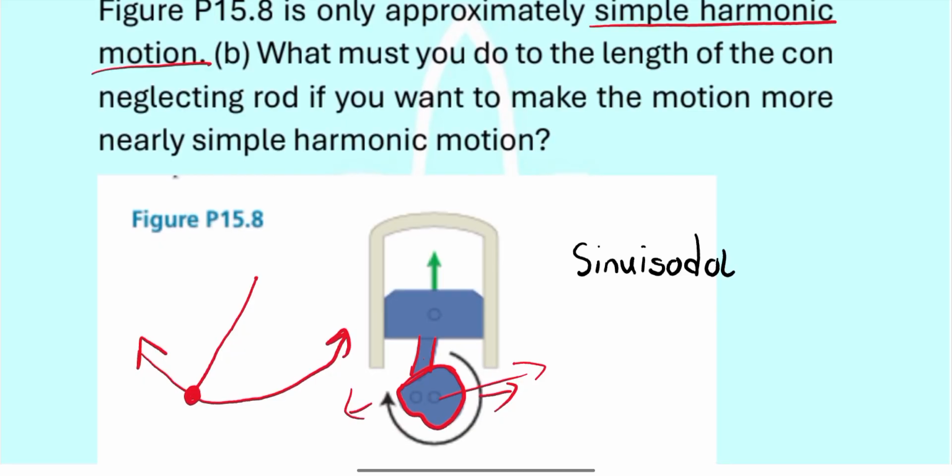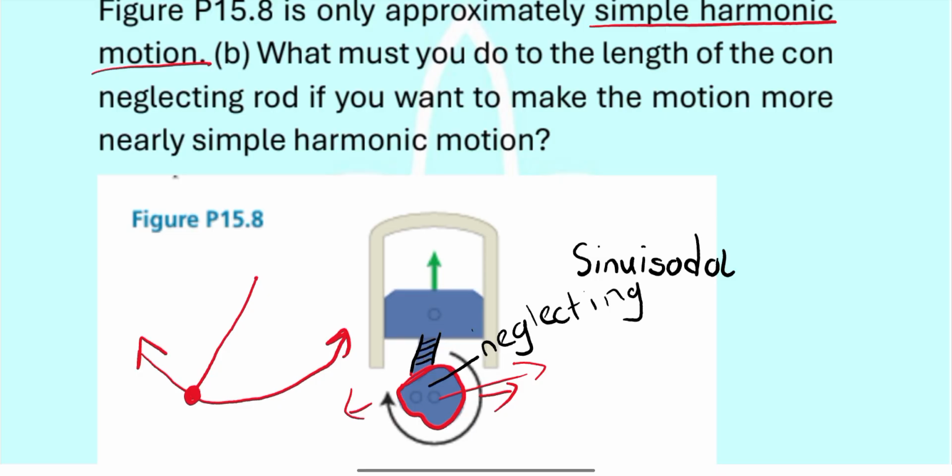So B is saying what must you do to the length of the connecting rod if you want to make the motion more nearly harmonic motion. Suppose that for this length over here, we increase the length of this rod. What is going to happen is that the movement of this rod is going to be negligible, which is going to make this piston more sinusoidal in terms of its motion.